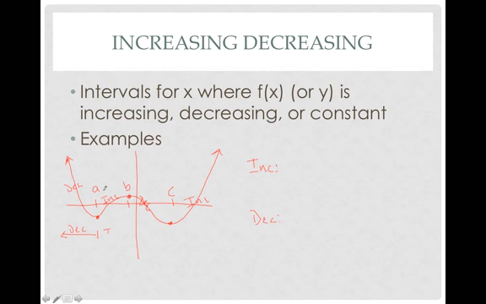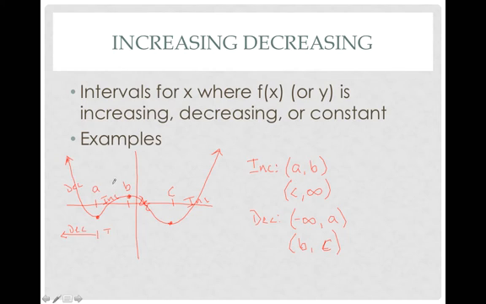It's beginning by decreasing, so this particular function is decreasing from negative infinity all the way up until A. Then, from A to B, it's increasing. And from B to C, it's decreasing. And then from C to infinity, it's increasing.